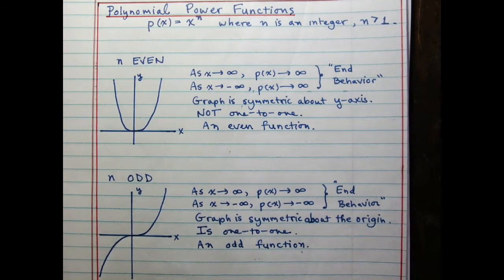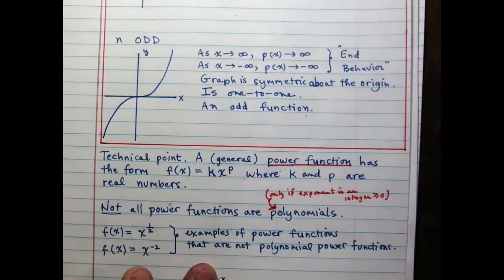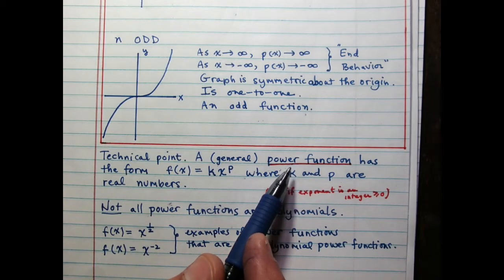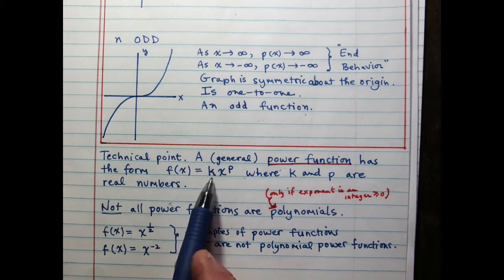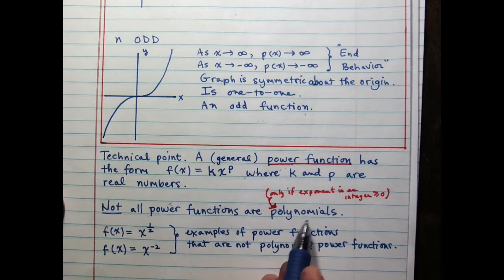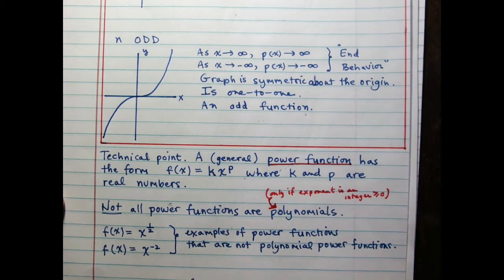And we're going to do a few exercises in just a moment, but I want to make just one more technical point before we do the exercises. Just very briefly, a general power function, so if the word polynomial is not attached to it, has the form kx to the p where k and p are real numbers. Not all power functions are polynomials. A power function is a polynomial only if the exponent is an integer greater than or equal to 0. So you will see our textbook refer to a function like x to the 1/2 as being a power function, or x to the negative 2 as being a power function.